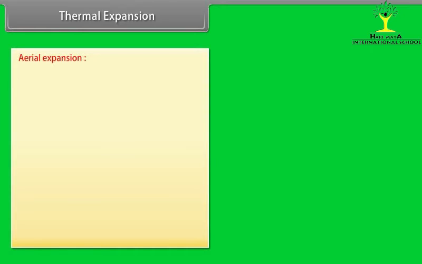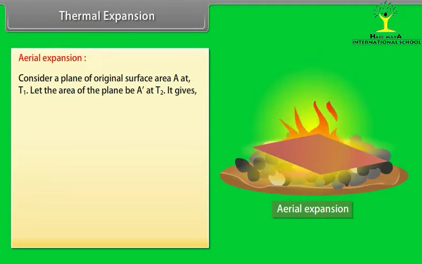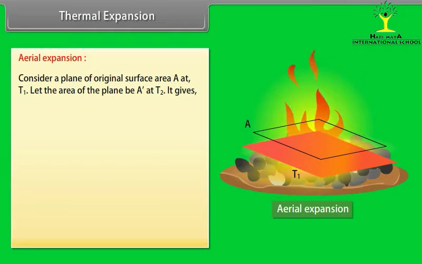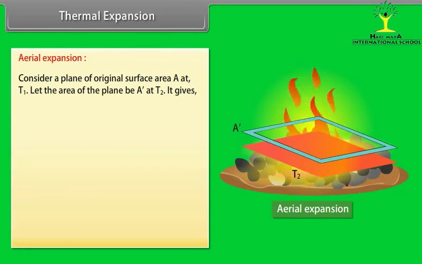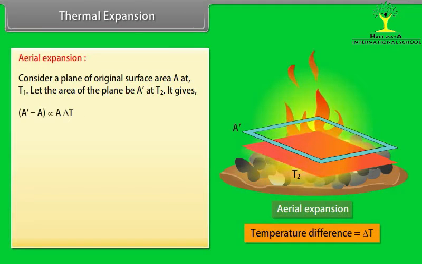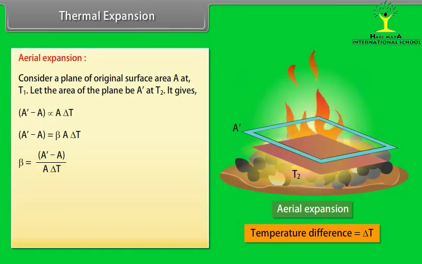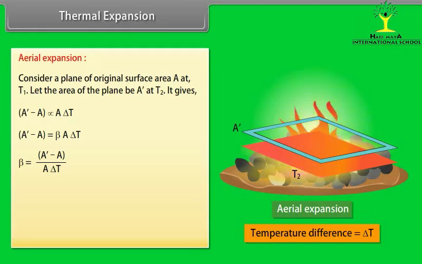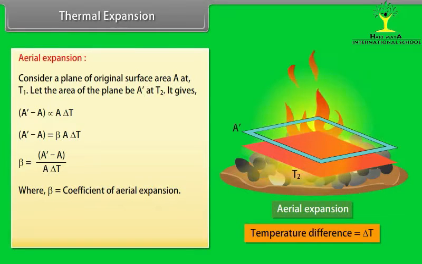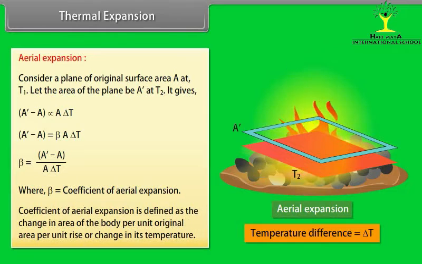Aerial expansion. Consider a plane of original surface area A at temperature T1. Let the area of the plane be A' at temperature T2. It gives A' minus A is directly proportional to A delta T, or A' minus A is equal to beta A delta T. Value of beta is equal to (A' minus A) upon A delta T, where beta is equal to coefficient of aerial expansion. Coefficient of aerial expansion is defined as the change in the area of the body per unit original area per unit rise or change in its temperature.